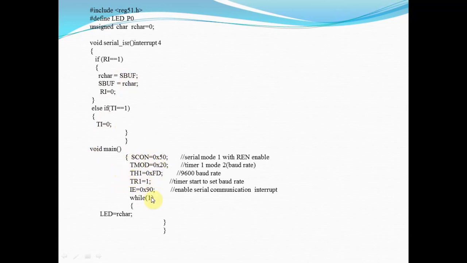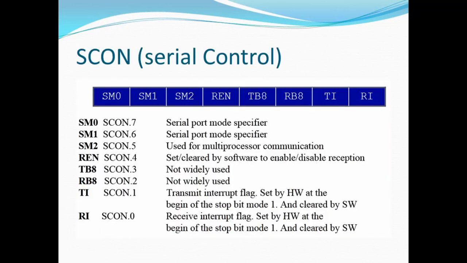Now I have started writing the main program. So there are some standard declarations for serial communication. The first is the SCON register, the serial control register. I have loaded it with a value 0x50, which indicates serial mode 1 with receive enable.